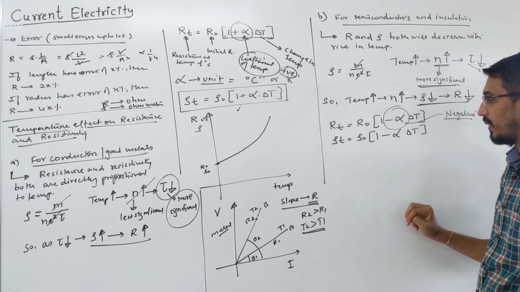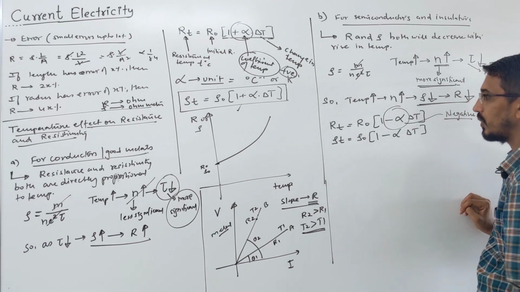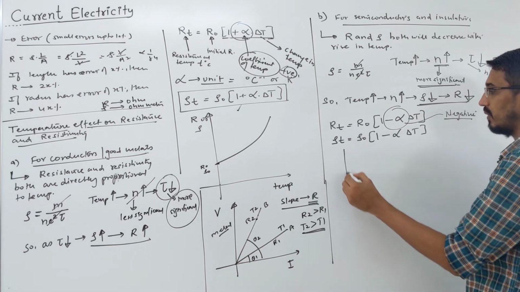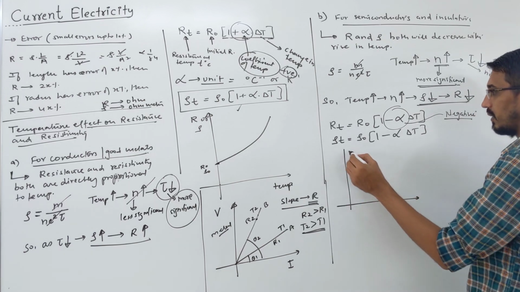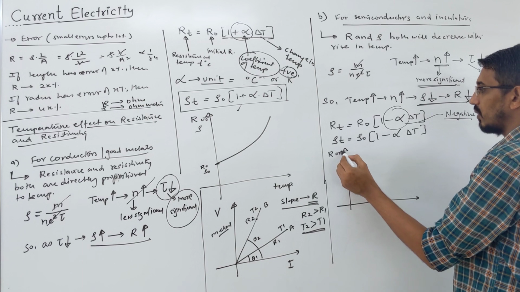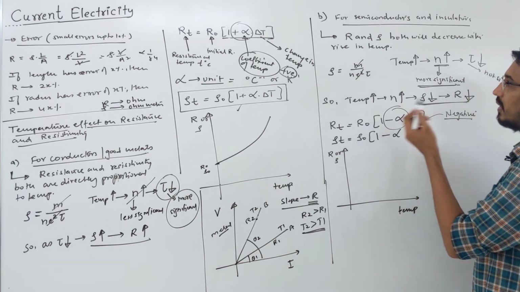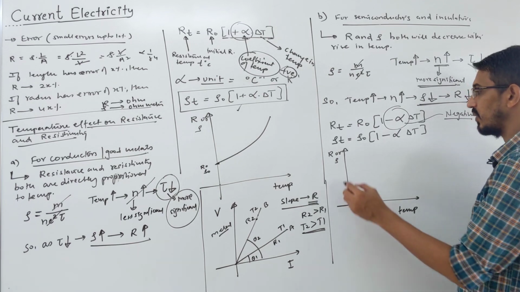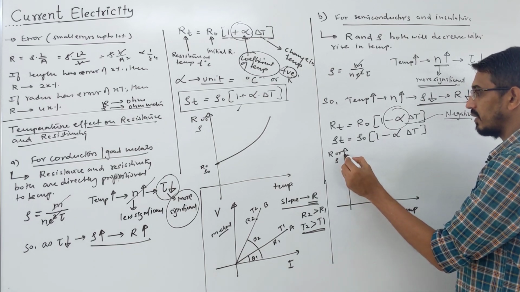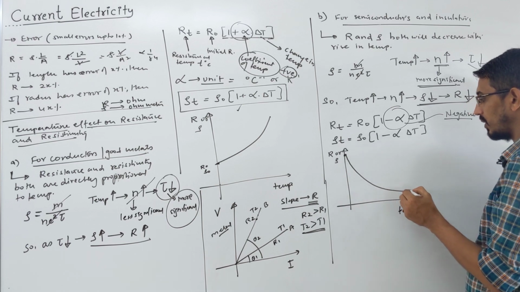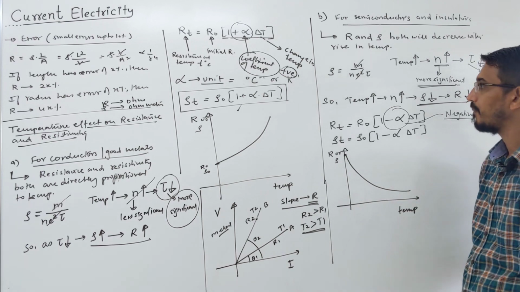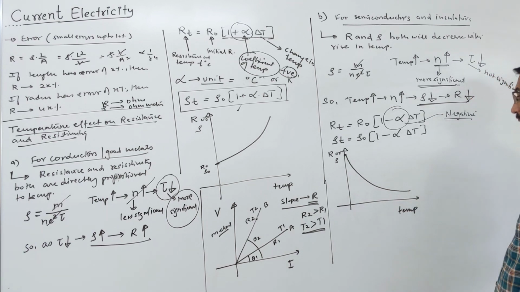If you want to draw the graph, how will the graph look? This is a graph between resistance, or rho also you can say, versus temperature. Here you see that it is inversely proportional, it will decrease. There is some initial value, then it will keep decreasing, so an inverse curve will come. Now we have learned the temperature effect.